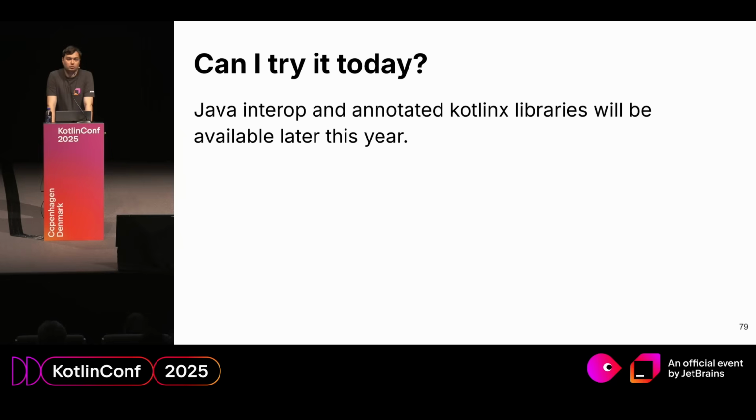Java interop and annotated kotlinx libraries will be available later this year. We are working really hard right now to annotate everything ignorable in the stdlib, so you can try this feature and immediately get some warnings, for example, if you forgot to use the result of a sorted function.